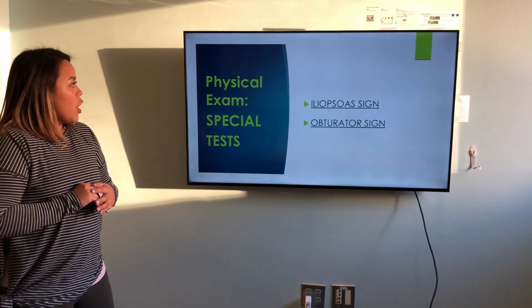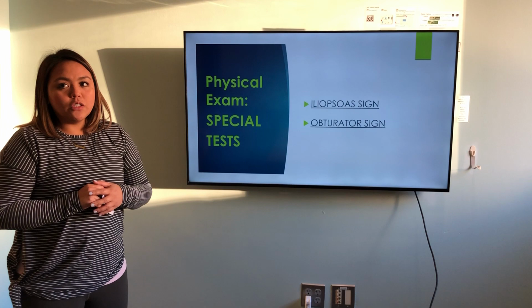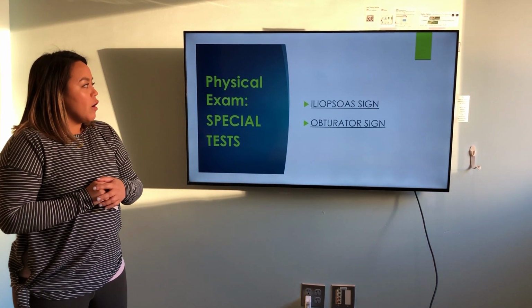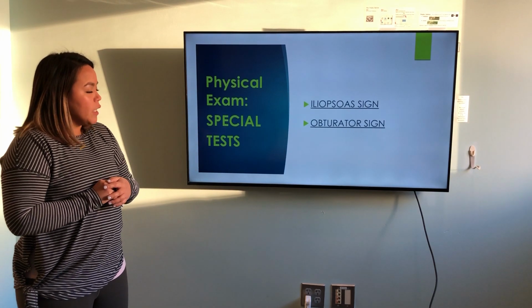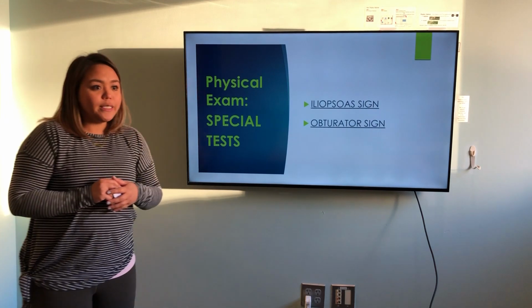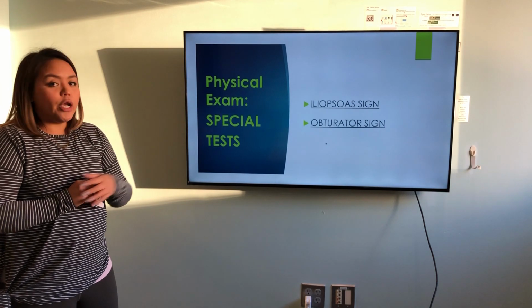Lastly, I want to talk about the two special tests. These are two special tests that will help a clinician really differentiate and pinpoint that the patient is having an appendicitis. The first one is called the Iliopsoas sign, and I want to show you a video to demonstrate how it is done.